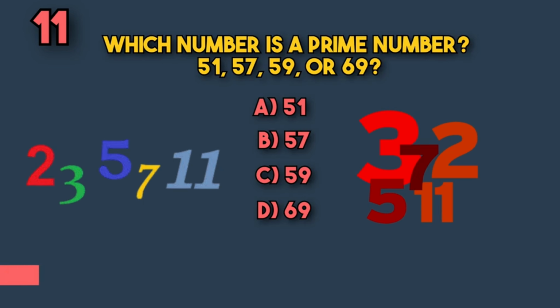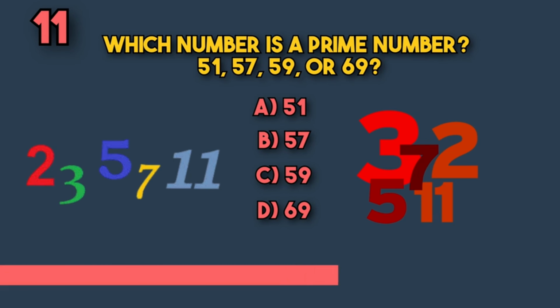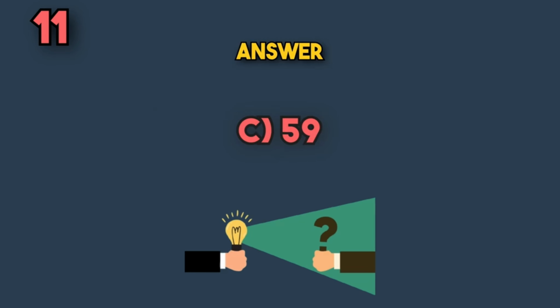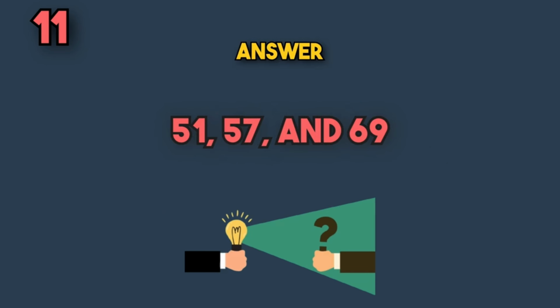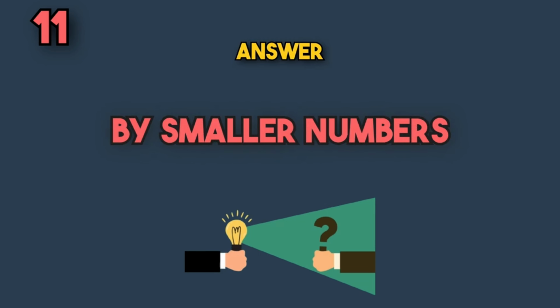Which number is a prime number? 51, 57, 59, or 69? The answer is C, 59. The number 59 has no divisors other than 1 and itself. 51, 57, and 69 are all divisible by smaller numbers.